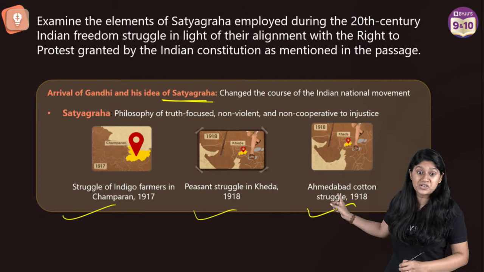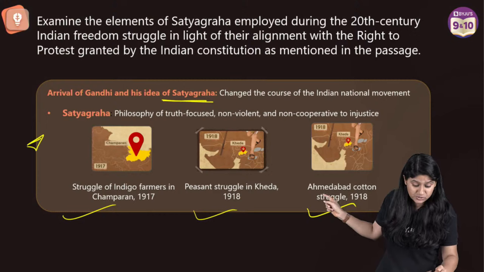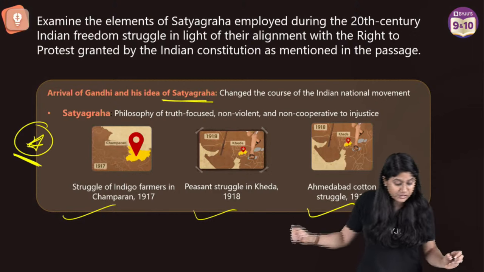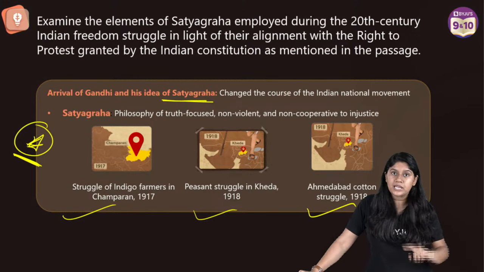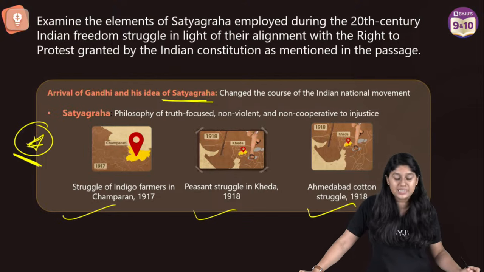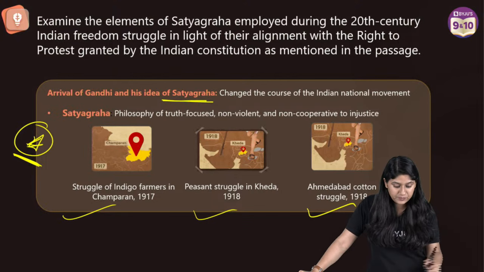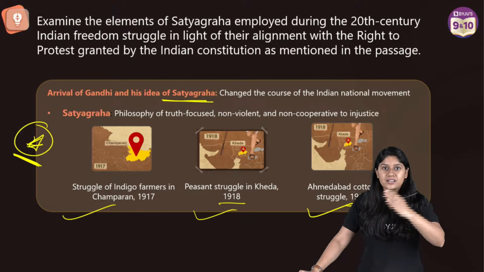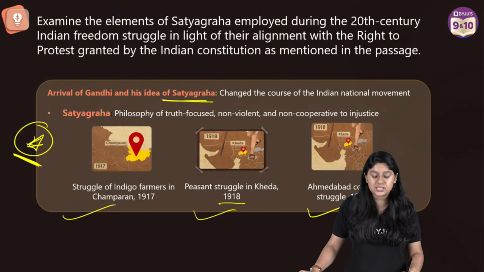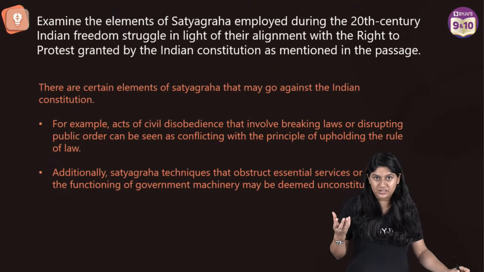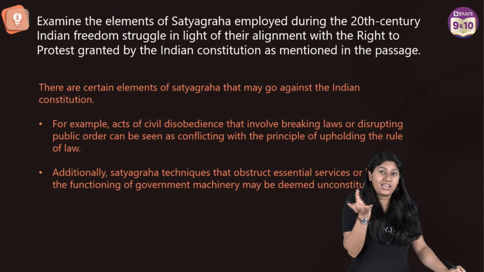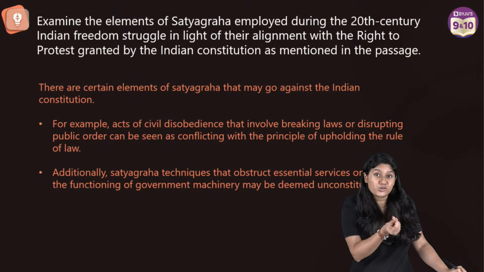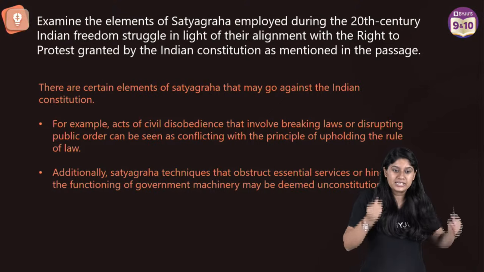He did various satyagrahas throughout the country. This is a very crucial question that actually comes in the examination. He started the first satyagraha, he went to Champaran in 1917. Then of course, he went to Kheda, and in 1918 to Ahmedabad, and he did satyagraha over there. The question is asking what are the elements of Satyagraha which you think are valid for our today's constitution, the things that are written over there?